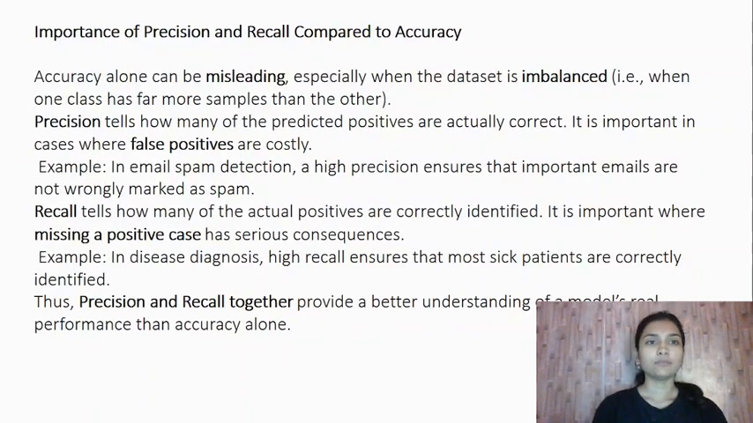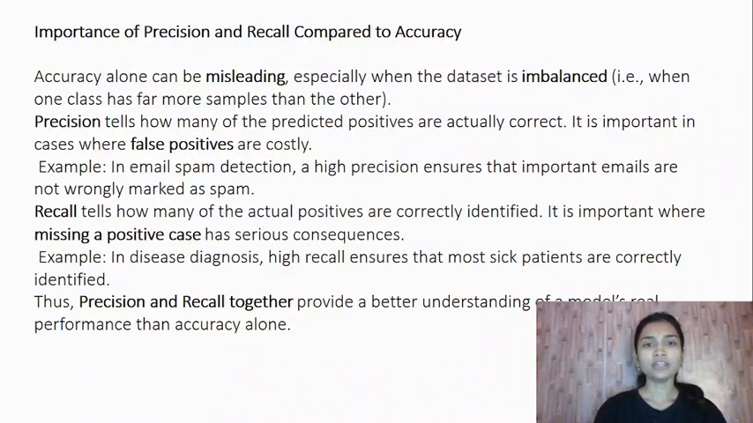Now we will discuss the importance of precision and recall compared to accuracy. Accuracy alone can be misleading, especially when the data is imbalanced. We majorly use accuracy when the data set is balanced. If the data is imbalanced, then the accuracy can be misleading.